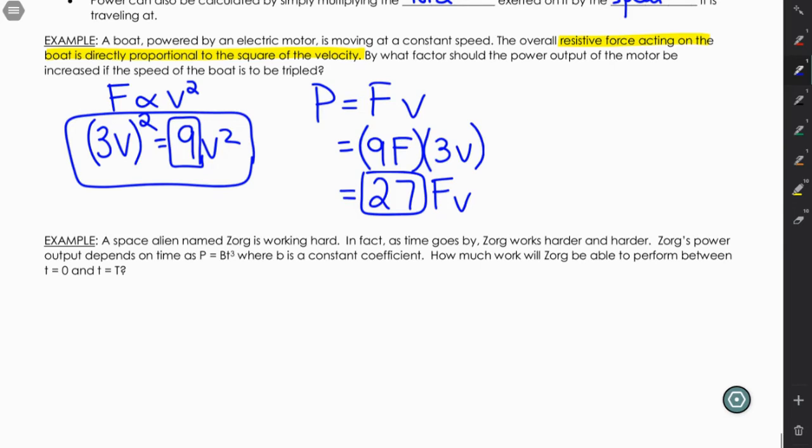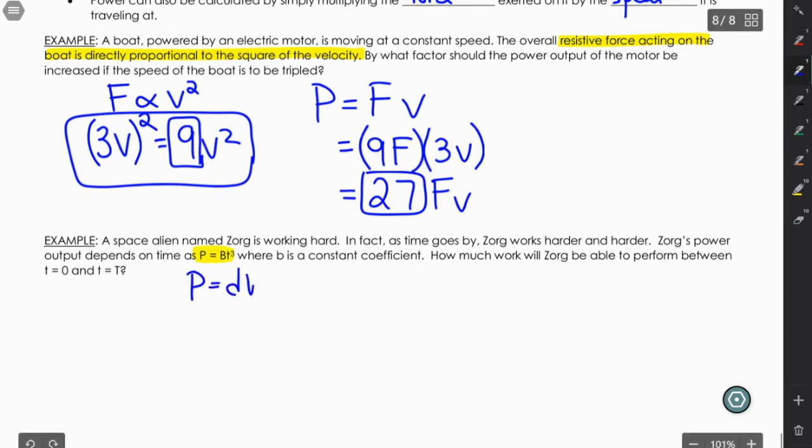All right, the next question, the space alien named Zorg is working hard. In fact, as time goes by, Zorg works harder and harder. Zorg's power output depends on time as power equals BT cubed, where B is a constant coefficient. How much work will Zorg be able to perform between T equals 0 and T equals capital T, right? So again, we'll do multiple colors. They give you a power with respect to time. So that means that we're going to have to use our derivative, right?